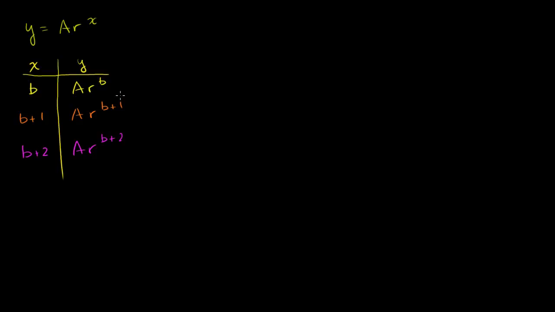So let's see what happens with our y. Over here, if we look at the factor that y changed by, we could just divide a r to the b plus 1 by a r to the b. And what do we get? Well, you might already recognize you could use straight up exponent rules right here. The a's cancel out, and then this is going to be equal to r to the b plus 1 minus b. Same base, you're taking the quotient, you subtract the exponents. So this is just going to be equal to r.